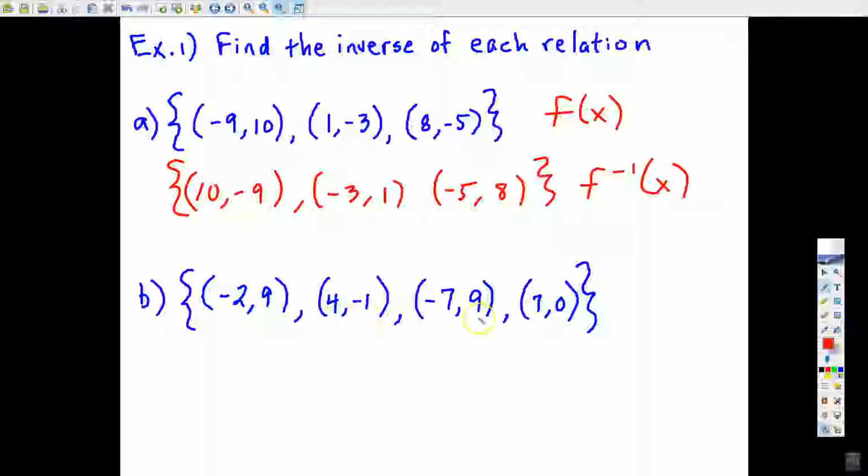If you're given a set of ordered pairs, if this represented points on the graph of a function, and you were told to graph the inverse, you would literally just switch the x and y coordinates within each ordered pair, plot those, and you would have the graph of the inverse. It's really that simple.